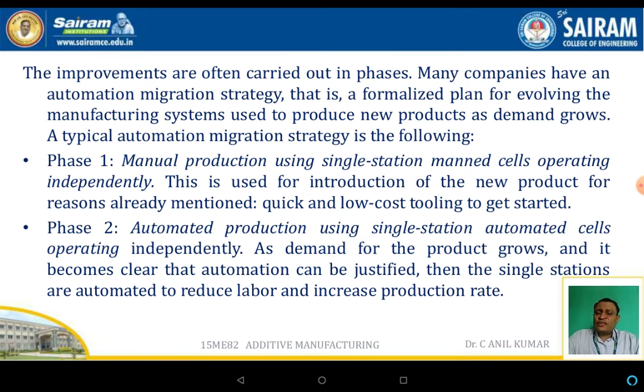The second phase is automated production using single station automated cells operating independently. As the demand for the product grows and it becomes clear that automation can be justified, then the single station cells are automated to reduce the labor and increase the production rate.